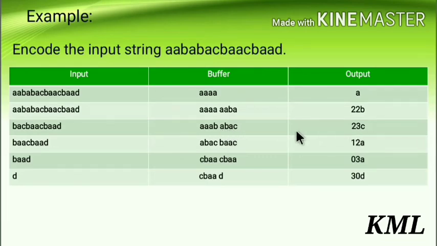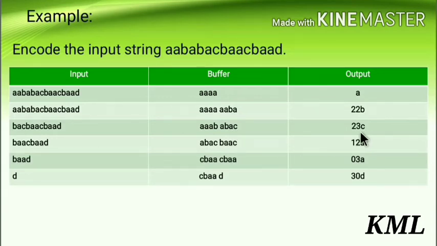Now how to write the output? First write the position. You are starting from this A. So what is the position here? 0, 1, 2. So you get the position as 2. What is the length of the string? 3, because you got 3 common characters. So the length is 3, and after the match, what is the character? C. So write that C here.